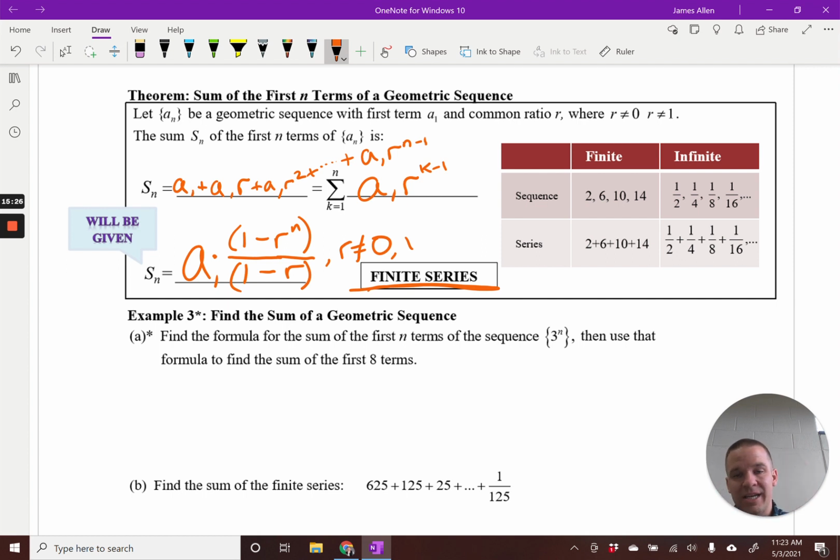It ends. There's a different formula for infinite, but we'll talk about that later when we start talking about converging and diverging series. Okay. Cool. Let's keep moving.